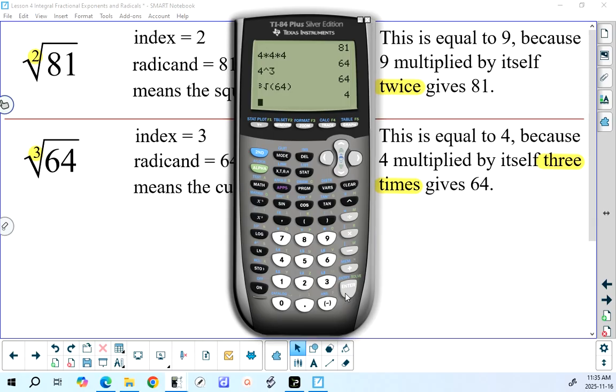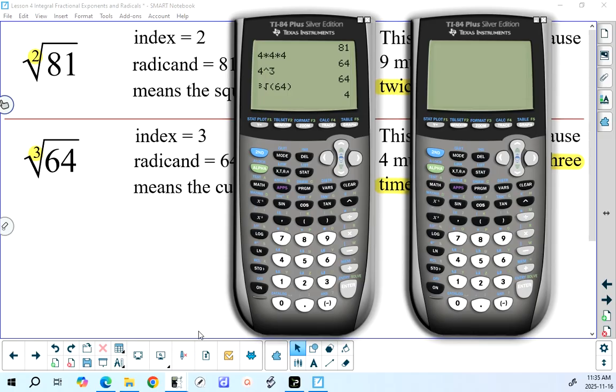And you get 4. If you have a graphing calculator that is in a different mode, then when you go to your Math option and choose cube root, it looks a little bit better. It's got that 3 up a little bit higher, and then we have 64, which we enter, and you get 4.